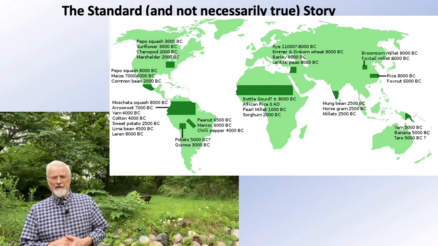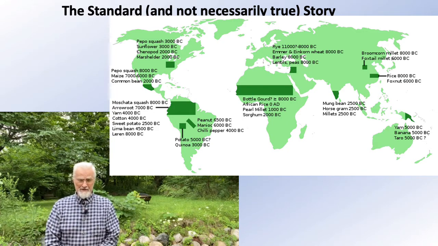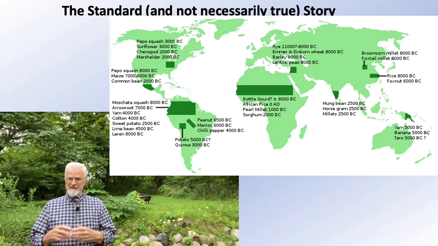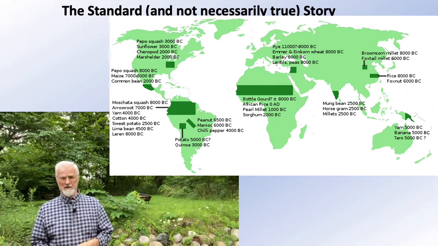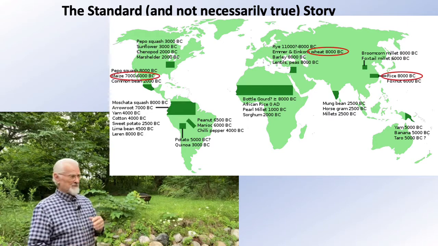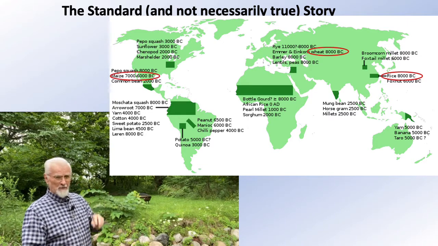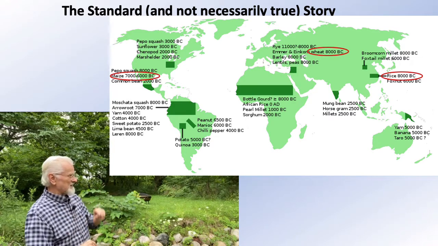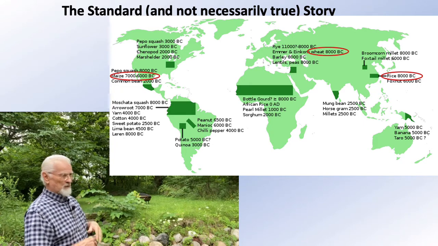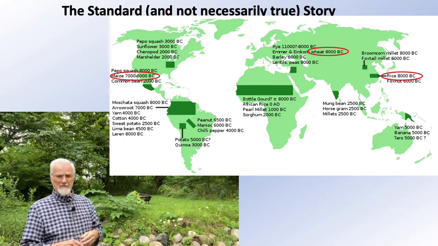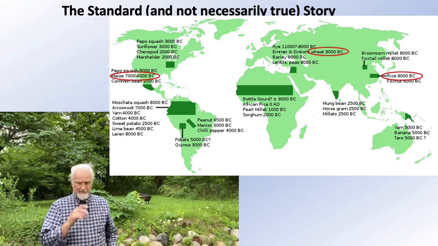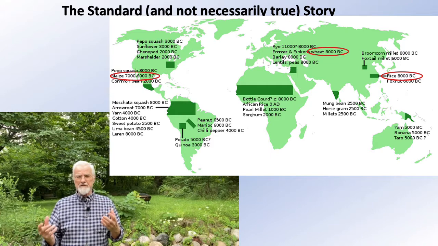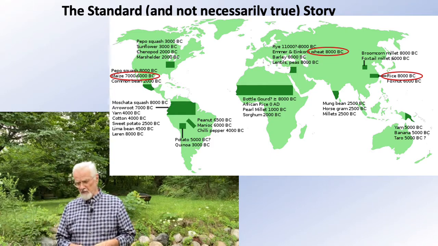The standard story, not necessarily the correct story, but the standard story, is that agriculture began maybe 10,000 years ago in a few different places. On the map you can see the center over there in China, where rice was domesticated about 10,000 years ago, and then the Middle East, where wheat was domesticated at about the same time, and then over in the Americas, where corn was domesticated. And there was a series of other crops that were domesticated more or less at the same time.